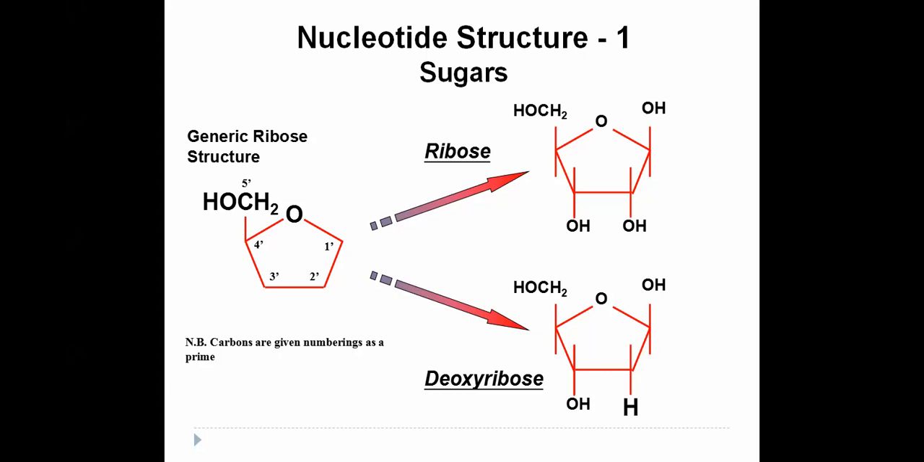Okay. So again, the major importance we are seeing in this diagram is that the sugar has 5 carbons. On the 5th carbon, that's where we have the phosphate binding. On the 2nd carbon, that's where we determine whether it's DNA or RNA. So the 5th carbon, we have the phosphate. 2nd carbon, we determine whether it's DNA or RNA. 1st carbon, we have the nitrogenous base.